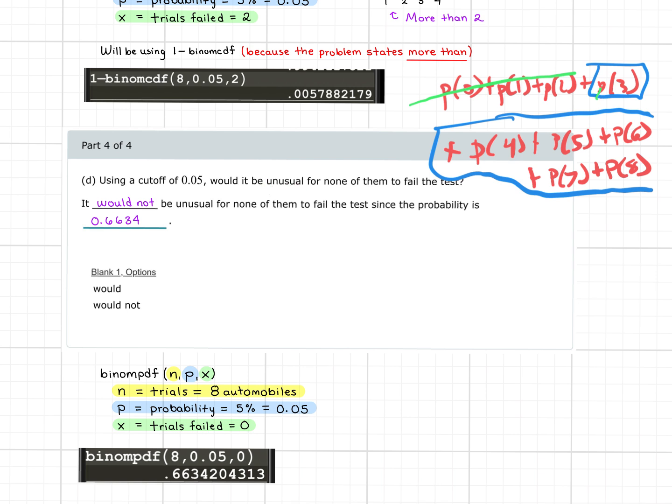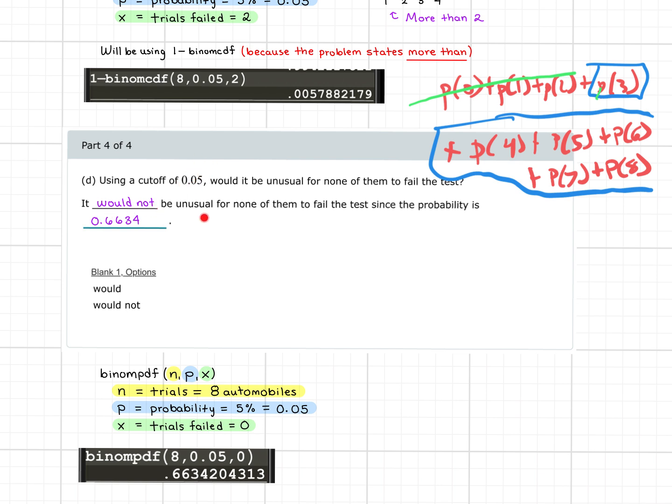All right. For none of these to fail. So that means x is going to be 0. And we're going to use binomial PDF because we're just looking at one probability, the probability of exactly 0. All right. So our x value is 0 because you're saying, hey, none of them fail, right? So again, the number of trials stays the same, probability stays the same. Only thing that changes now is x equals 0, and you're using PDF instead of CDF because we're just looking at one. So once you do that, this is your probability of 0.6634, which is not less than that.